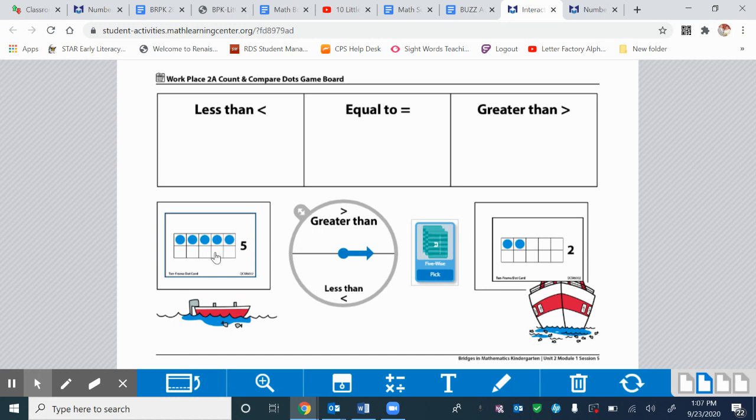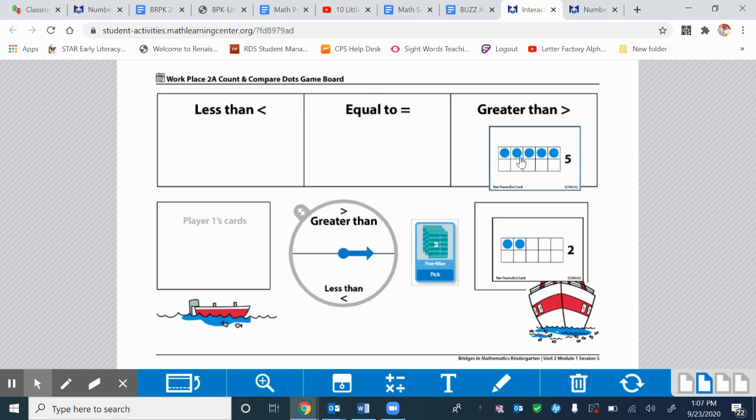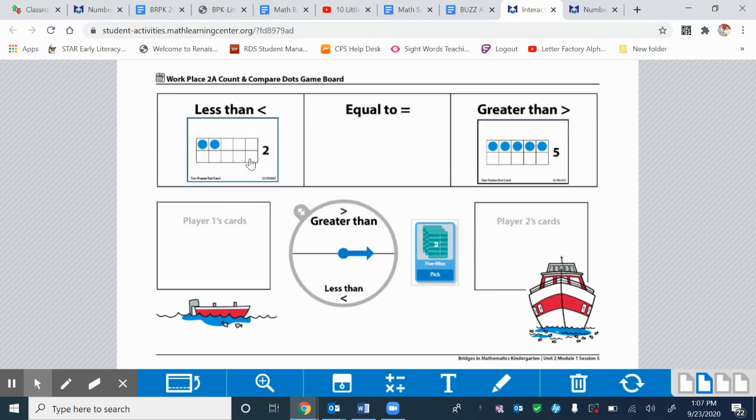So 5 dots, 2 dots. Which one is greater? Which number is bigger, 5 or 2? Well, 5 is bigger, so 5 has to come up here to greater than. So that means 2 is less than. It's the smaller number, so it has to go to this side over here.